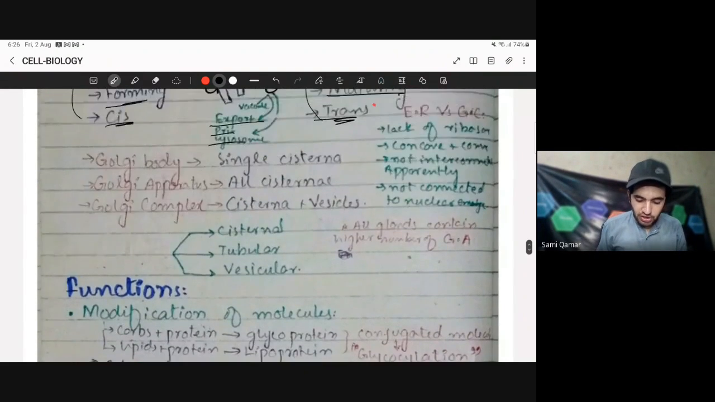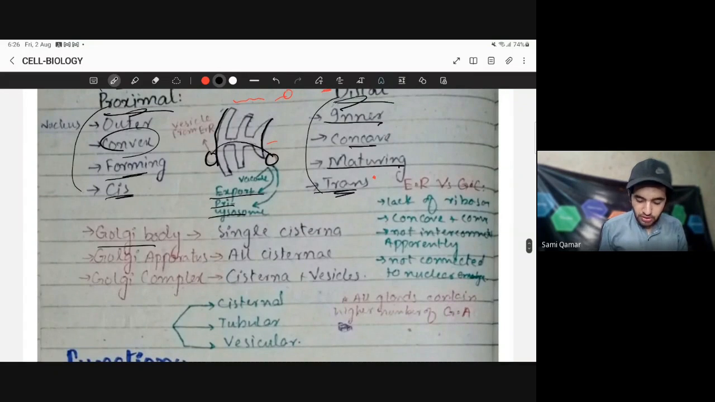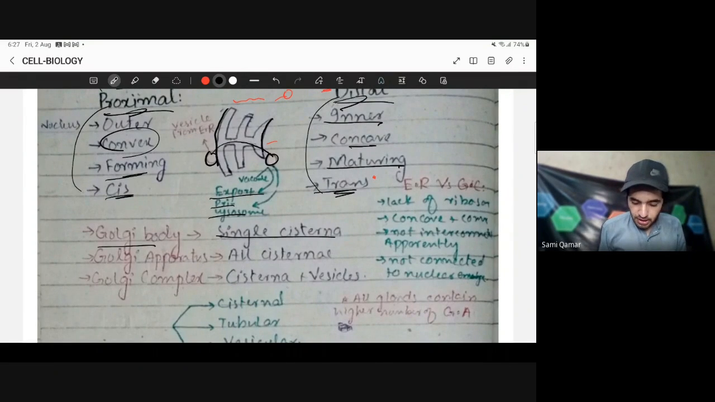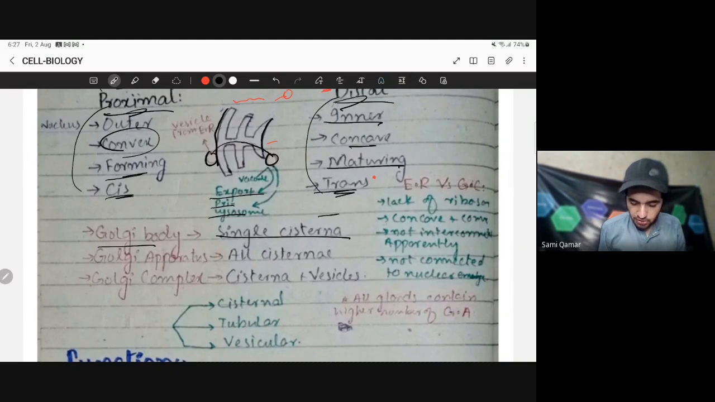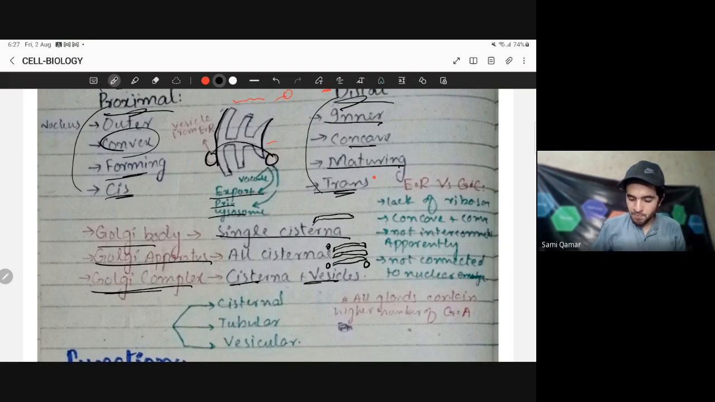Modification. So what is the function of the Golgi apparatus? See here, Golgi bodies. First of all, understand that a single cisterna is known as a Golgi body. All the cisternae present in the Golgi apparatus are together known as the Golgi apparatus. I am very bad at drawing, I don't know why. Cisternae plus small vesicles are known as the Golgi complex. I hope you guys are understanding this.